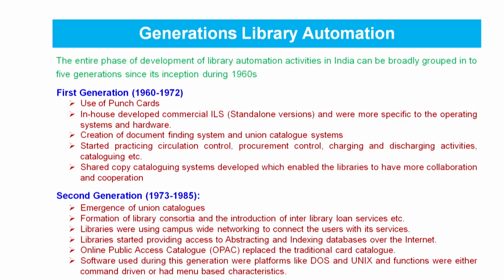So there are generations. We can say the first generation started during the years 1960 to 1972, where we used punch cards, in-house developed commercial software, creation of document finding systems, circulation control, procurement control, etc., and also shared cataloging processes. So these all happened during the first generation of automation of libraries in India.